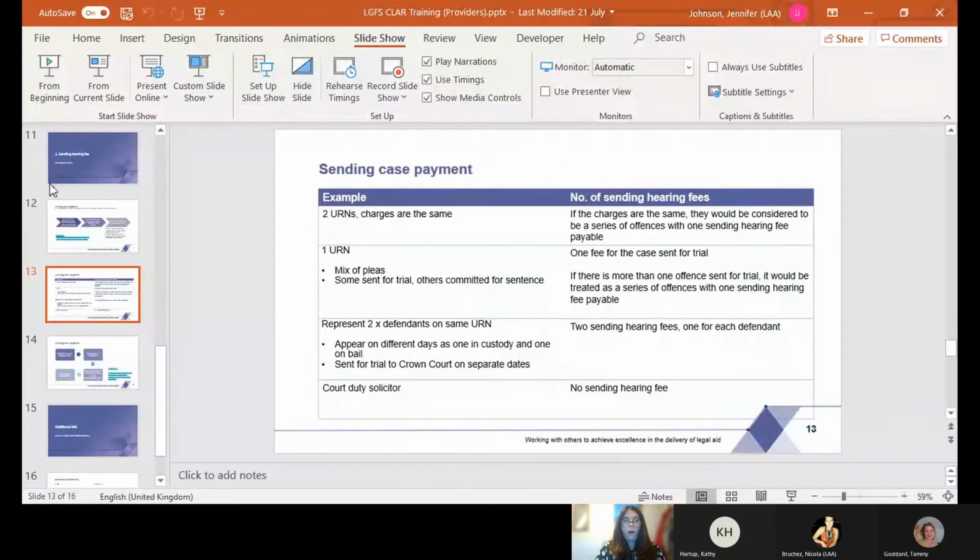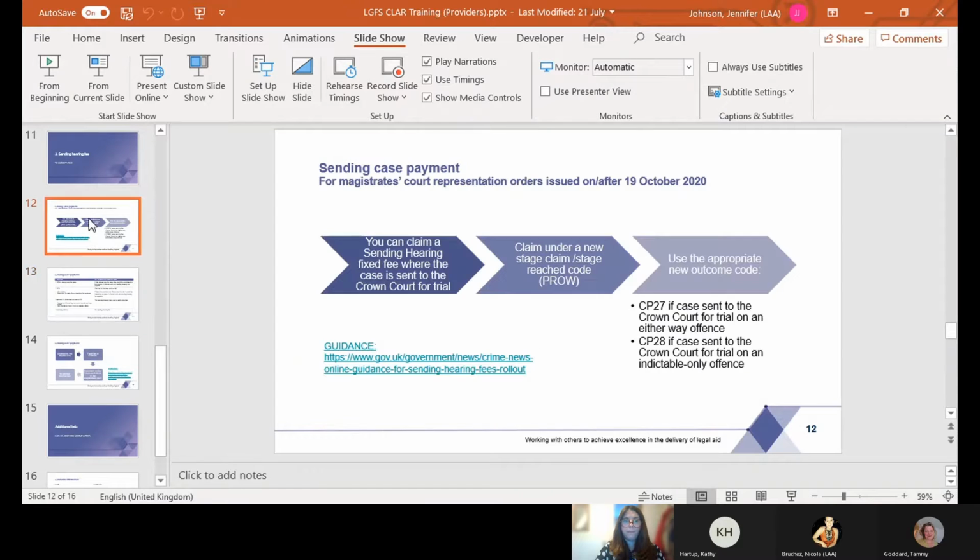So on slide 12 of the accompanying training pack, you'll see that there is a link to the CWA guidance, and the appropriate claim code that you would use on CWA to claim this fee is PROW. You also need to ensure that you're claiming the correct claim outcome code, which is CP27 for cases which are either way offences, and CP28 for cases that are indictable only offences.